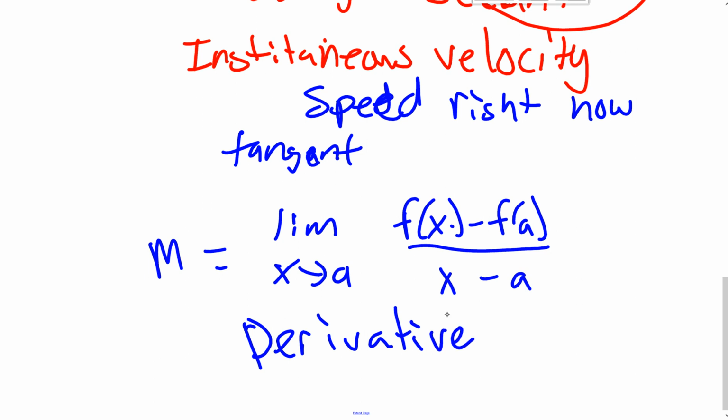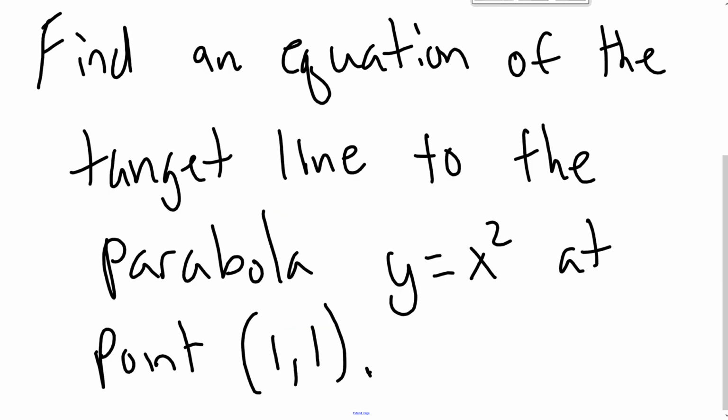So the derivative is the instantaneous velocity, or that tangent slope. So that's what we're going to be doing in this chapter, finding derivatives, that tangent slope or the instantaneous velocity. So here's an example for you. Find the equation of a tangent line. So that means we need a slope and a point, right?